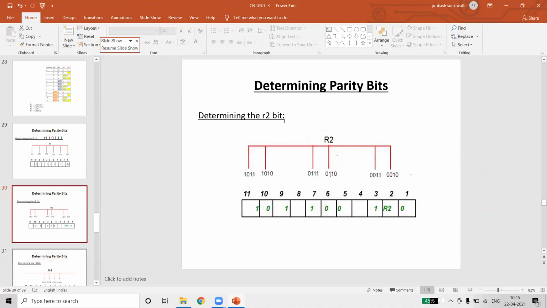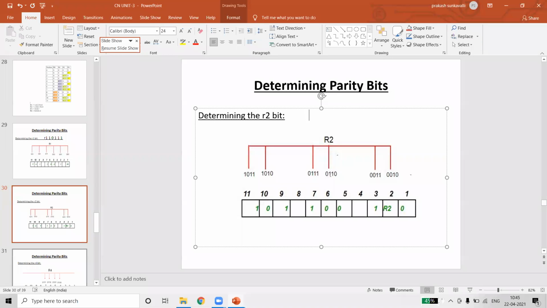Next R2. For R2 we take positions 2, 3, 6, 7, 10, 11. At position 2 the bit is R2. At position 3 the bit is 1. At position 6 the bit is 0. At position 7 the bit is 1. At position 10 the bit is 0. And at position 11 the bit is 1.